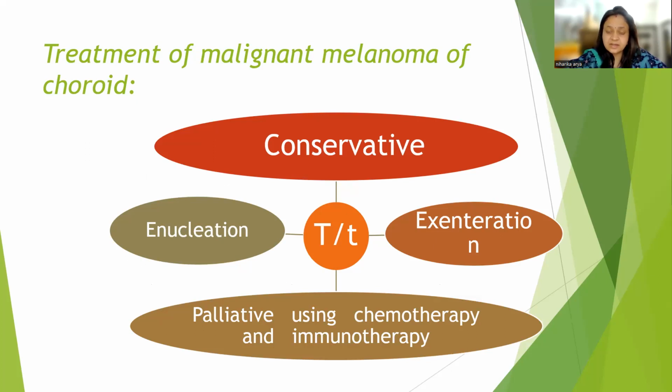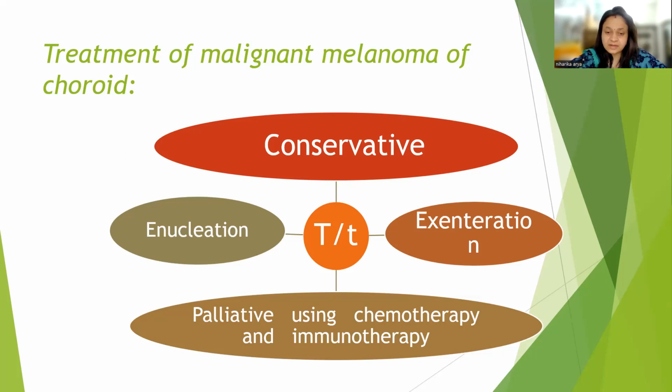Exenteration is a very extensive procedure. In exenteration we remove the eye along with the orbital contents, like the orbital covering. We have to remove all the walls, and we have to remove the eyelids. Exenteration can be done only in conditions like when there is distant metastasis.